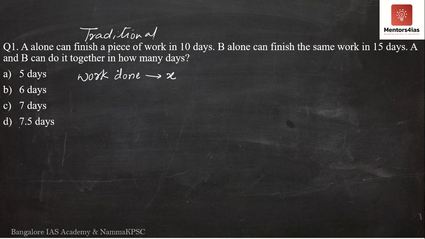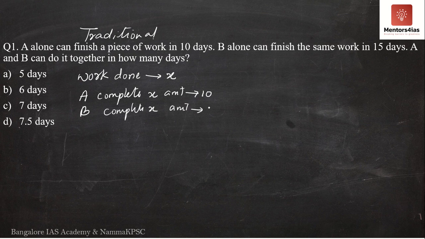Now the question says that A can complete X amount of work in how many days? 10 days. Similarly, B can complete X amount of work in how many days? 15 days. Now the question is, if both A and B are working together, in how many days can they complete the X amount of work? That is the entire question over here.